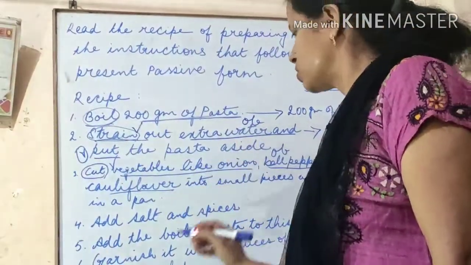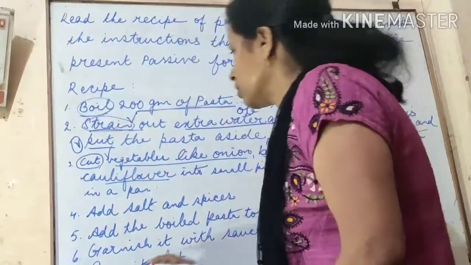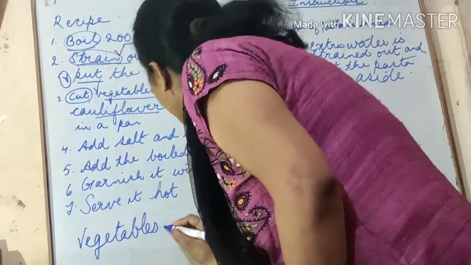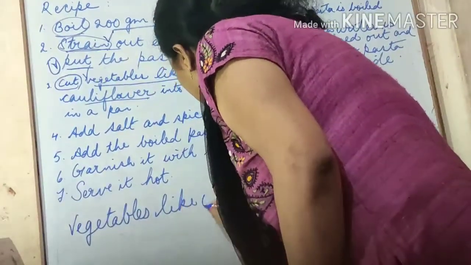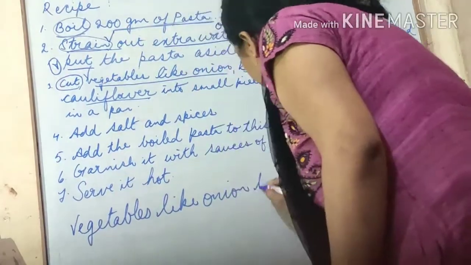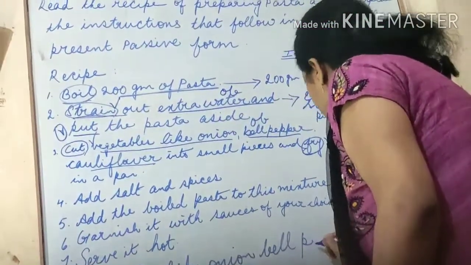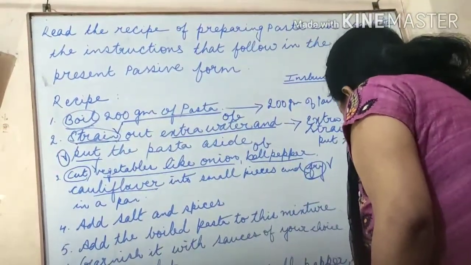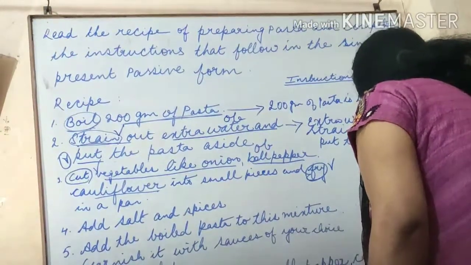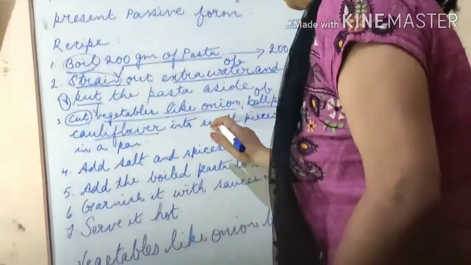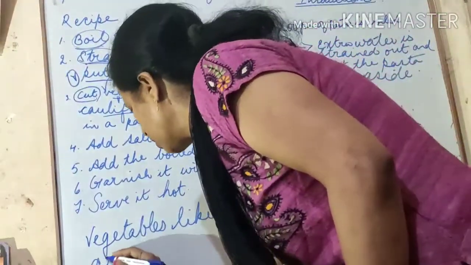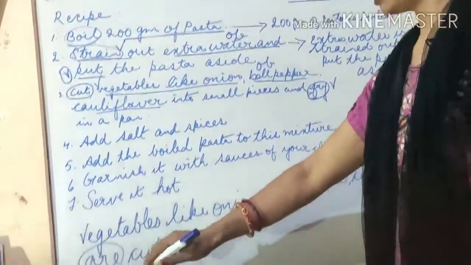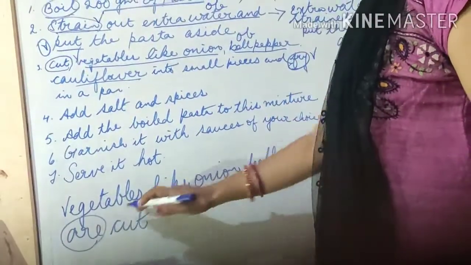Cut vegetables. So I'm writing the answer here. Vegetables like onion, bell pepper, cauliflower are cut. We are using 'are' here. Why? Because 'are' always takes the plural subject.